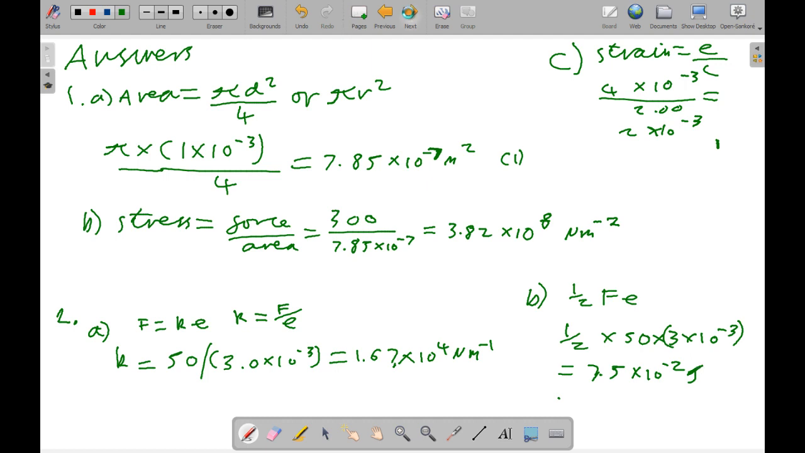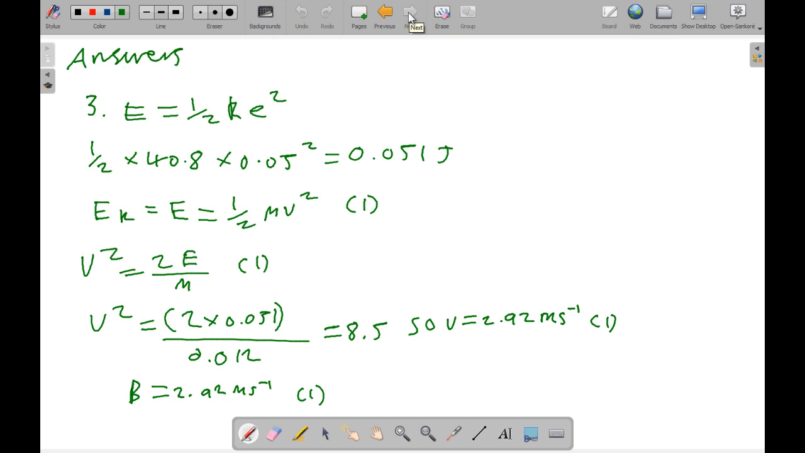We're going on to question 3 now. E equals half Ke squared. Half times 40.8 times 0.05 squared is equal to 0.051 joules. So the kinetic energy is equal to E, which is equal to half mv squared. So v squared equals 2 times E divided by m. So v squared is equal to 2 times 0.051 all over 0.012, and that's equal to 8.5. So v is 2.92 ms^-1. So the answer is B, 2.92 ms^-1.